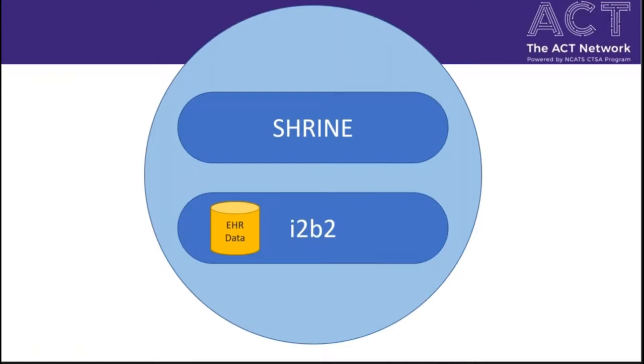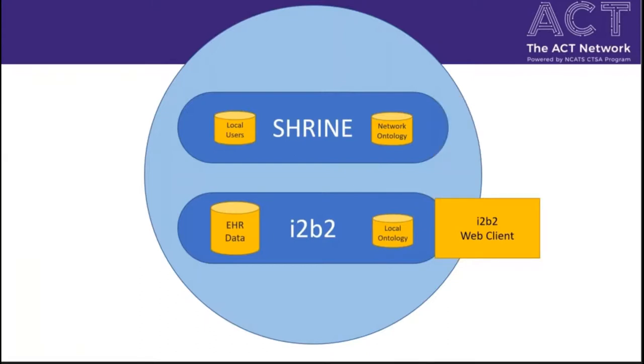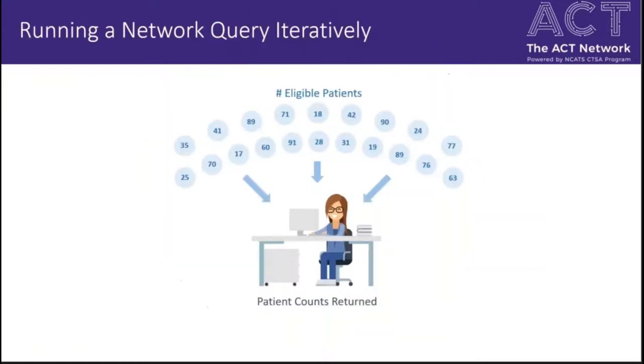In I2B2 generally, this is where your EHR data is stored. You have the local ontology where you handle your mappings if necessary. In the Shrine, you have that network ontology that Michelle beautifully provides. And then, of course, in the Shrine, you have your set of local users. The Shrine has a Shrine web client, and of course we've talked about some of the plans for Shrine 2020. And I2B2 also has its own local web client that you've probably used when you were setting up I2B2 from the beginning. So we're just going to highlight the I2B2 web client a little bit. This is where the plugins will run, at least these couple plugins that I'll talk about.